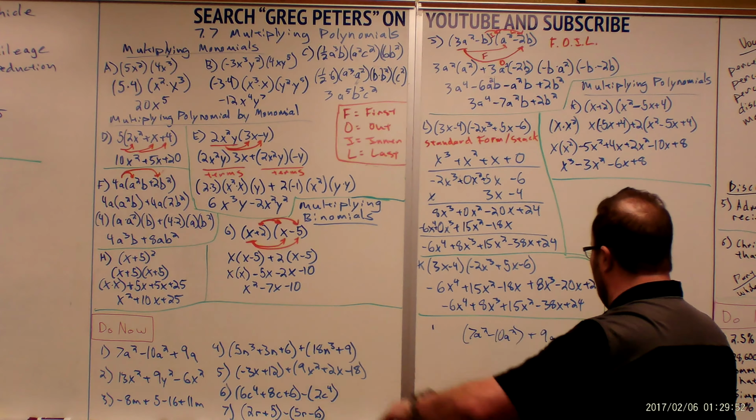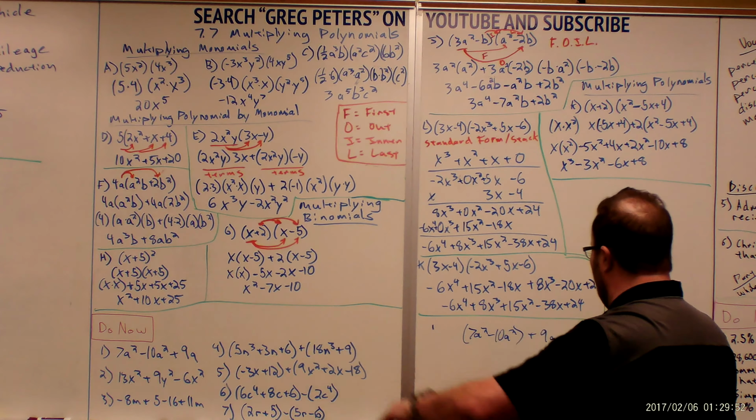Possibly. Okay, we don't have to do anything with the 3n, right? So we just add it, and then we add 6 and 9. What's 6 and 9? 15. Are we done with the problem? Yeah, we're done with the problem. I told you.